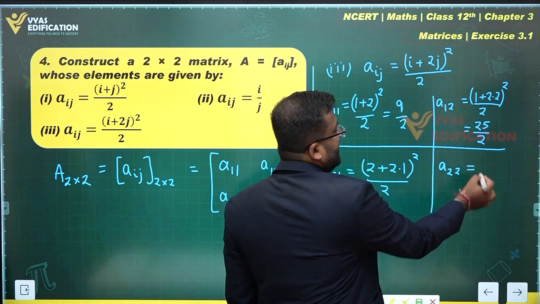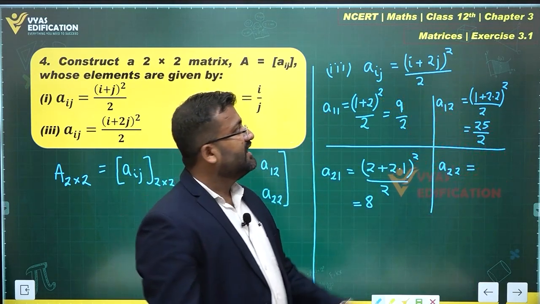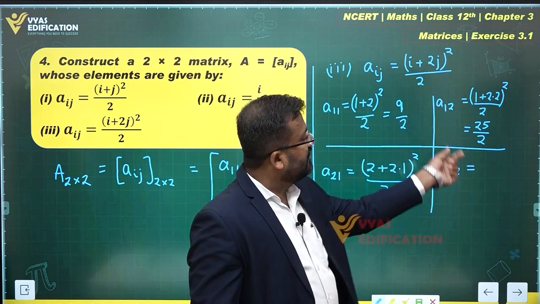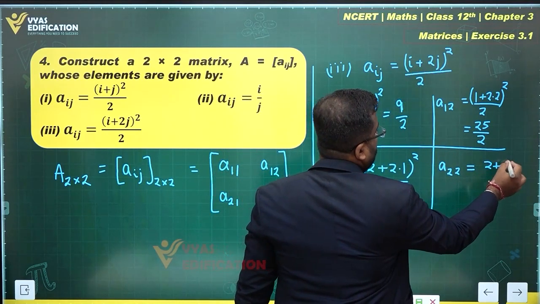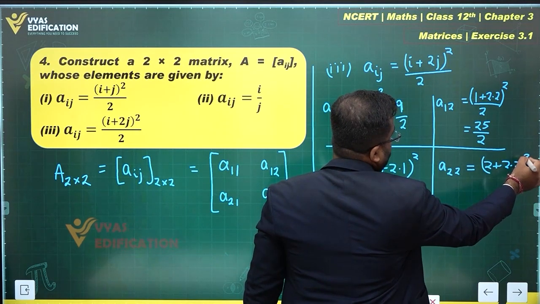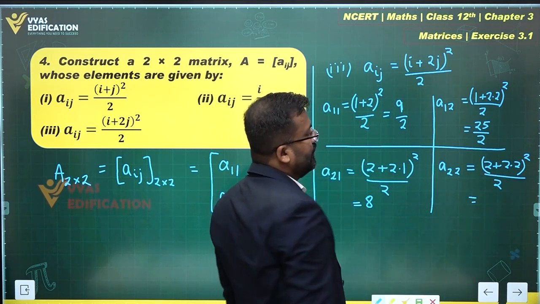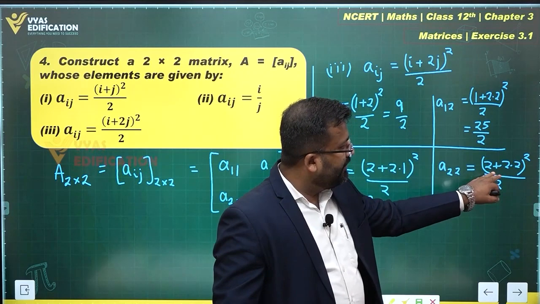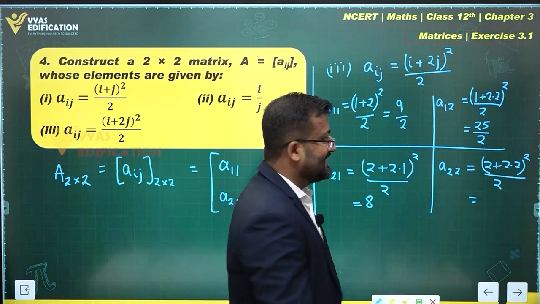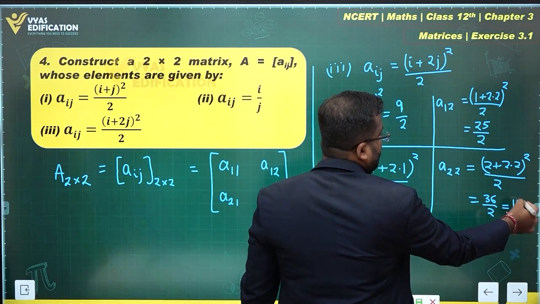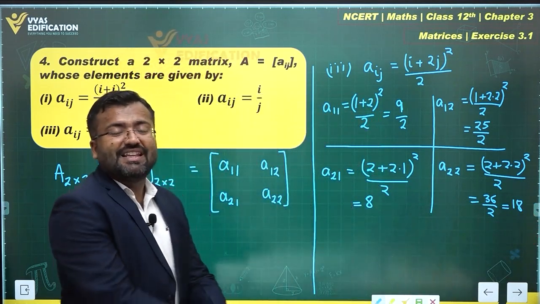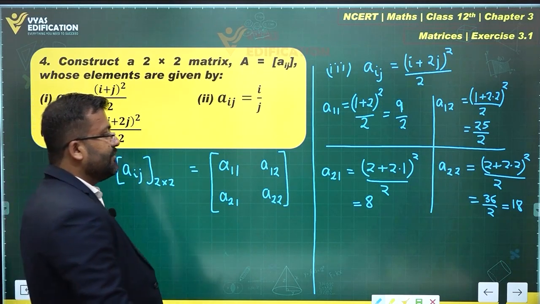What happens in case of A22? The value of i is 2 and the value of j is also 2. This becomes (2 plus 2 times 2) whole square divided by 2. What is this equal to? This is 2 times 2, 4, plus 2 is 6. 6 square is 36. This is 36 over 2, which is equal to 18. Once we obtain these elements, forming the matrix is very simple.